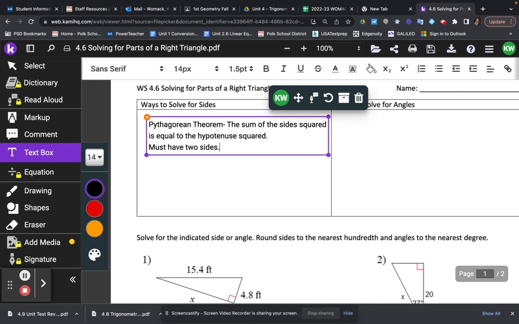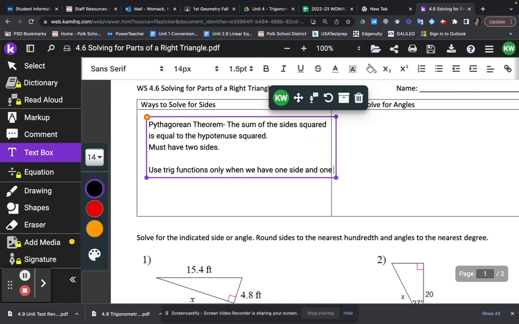The second thing that we discussed was the process of using trig functions. Yes, you can use trig functions, but when? We can use trig functions only when we have one side and one acute angle of a right triangle.